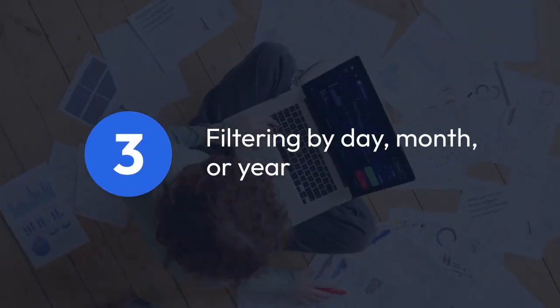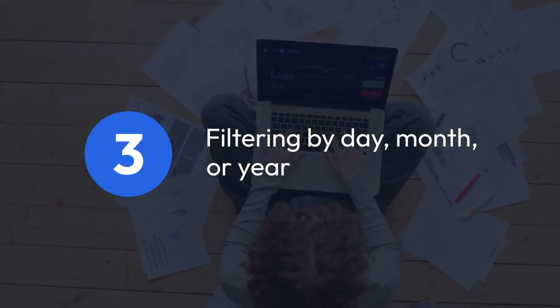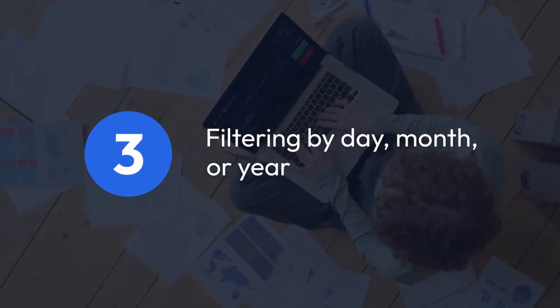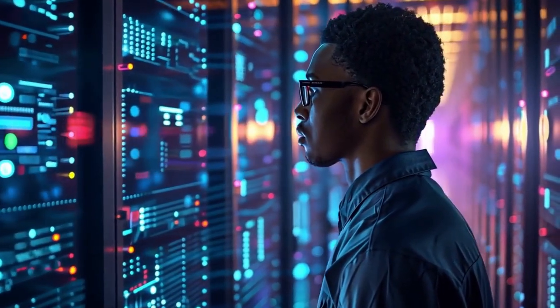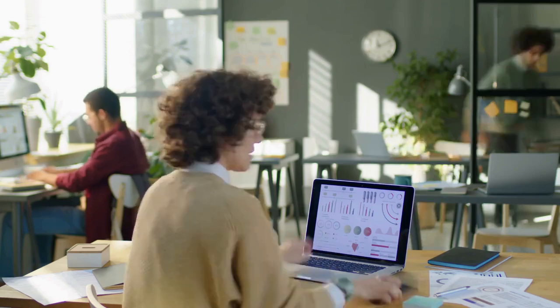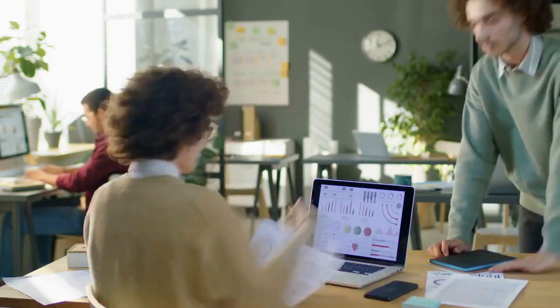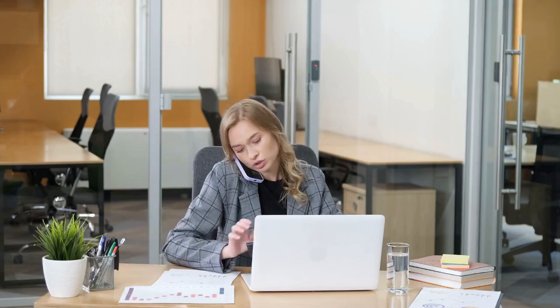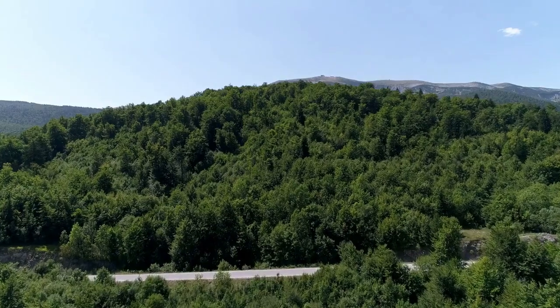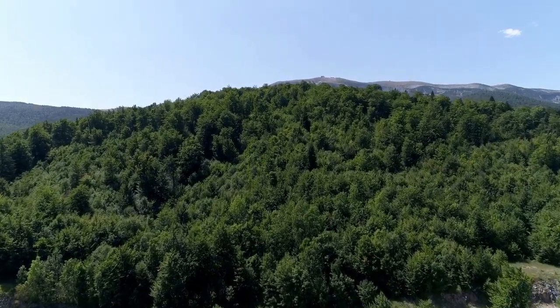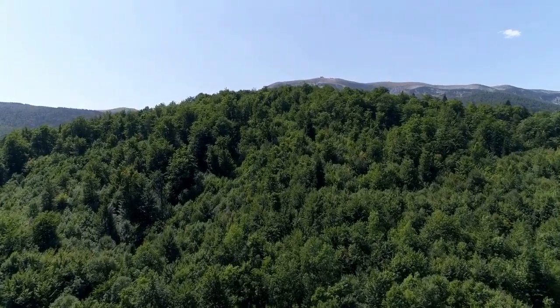3. Filtering by day, month, or year. You might not always need the full date. To filter by just the month, for example, select the date column header and the filter icon. Again, select Date Filters and then Month. You will then have the option to select the month you are looking for and click OK. The same method works for filtering by day or year. This is really useful if you want a quick overview of your data based on a particular time period.